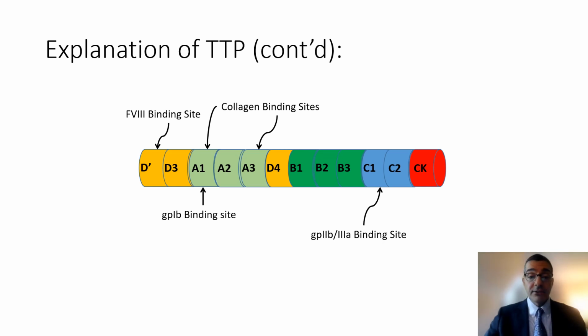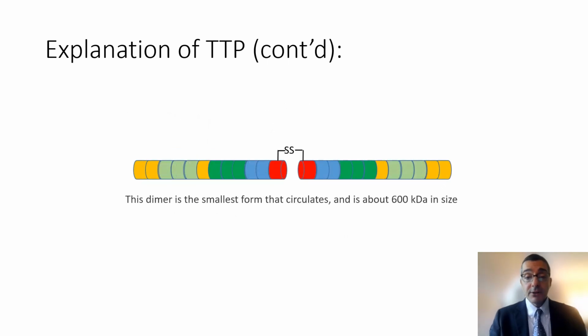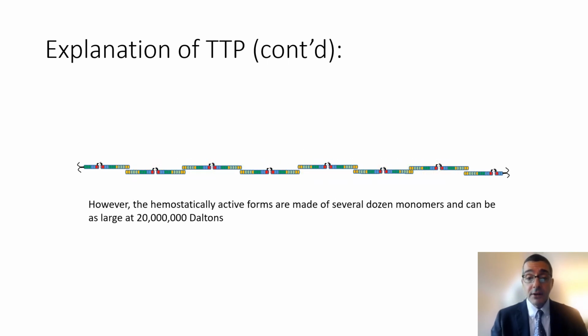And what we'll talk about later is this 1B binding site. This is what allows platelets to adhere to von Willebrand factor and is very key in the role of TTP, and we'll talk about this later. Now, the smallest part that circulates is just two of these von Willebrand factors hooked together. And this is 600 kilodaltons, which is a pretty sizable protein. This is about four times the size of an immunoglobulin. However, usually dozens and dozens of these von Willebrand factors are linked together via their CK domains. And so von Willebrand factor is the largest protein that circulates within the human body.